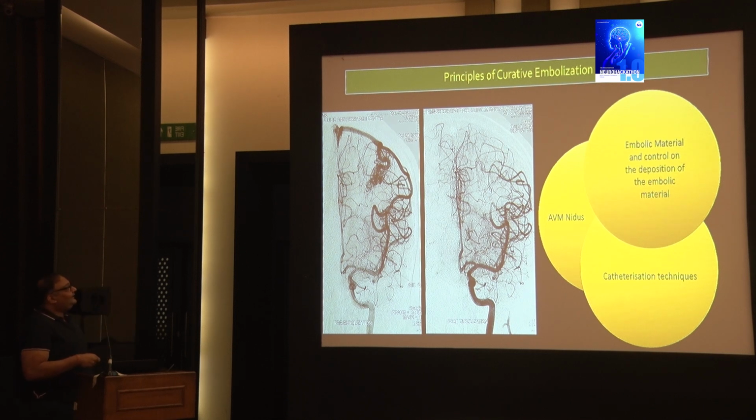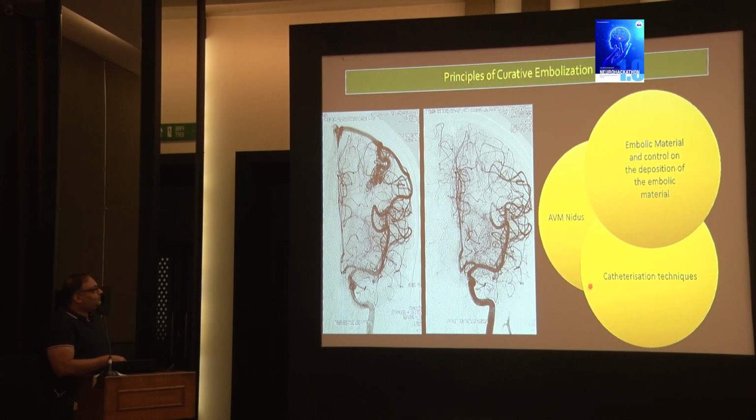So when we embark on this journey of curing an AVM, of a curative endovascular treatment of an AVM, we can basically break down the entire process into three parts. The first and foremost part is obviously the AVM nidus. The AVM nidus is the structure that is the target for our treatment, and this is the structure that needs to be completely obliterated during the treatment. You do not have any control over the AVM nidus. The AVM nidus will not be as per what you want it to be. The AVM nidus is a part of the disease process, and it will have its own idiosyncrasies. So that is something that you cannot change.